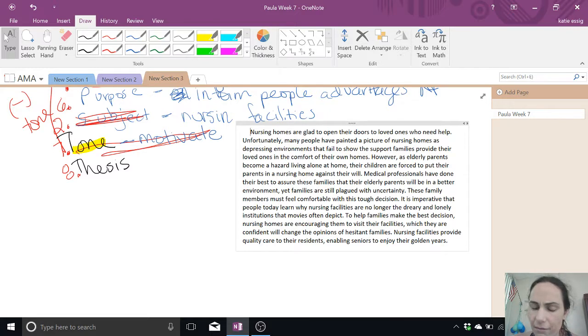It is imperative that people today learn why nursing home facilities are no longer the dreary and lonely institutions that movies often depict. To help families make the best decision, nursing homes are encouraging them to visit their facilities, which they are confident will change the opinions of hesitant families. Nursing facilities provide quality care to their residents, enabling seniors to enjoy their golden years. Okay, this, my friend, is what you were supposed to do.